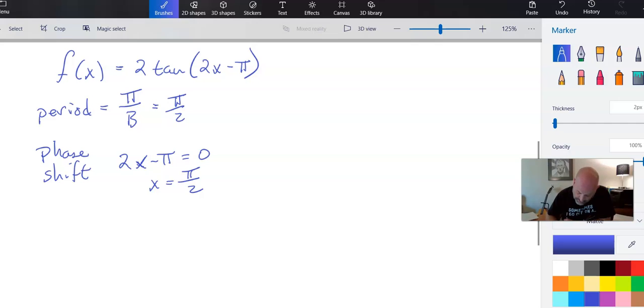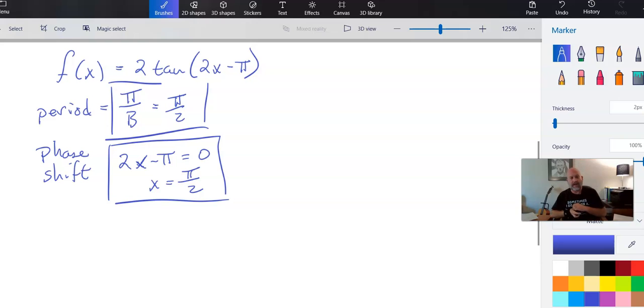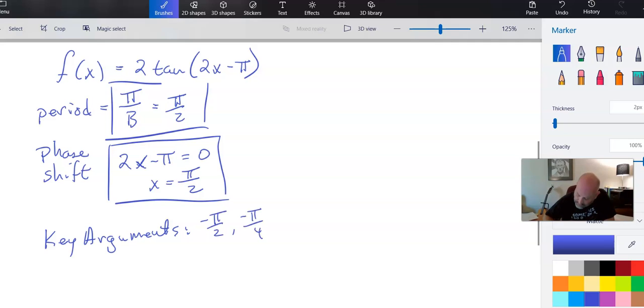Now, you have those things, and those are good things to know, but there's actually easier ways to graph these things. Okay, remember when I told you about using your key arguments? And for tangent, your key arguments, if you remember them, would be negative pi over 2, negative pi over 4, 0, pi over 4, and pi over 2. Okay, I'm going to run out of room if I'm doing this.